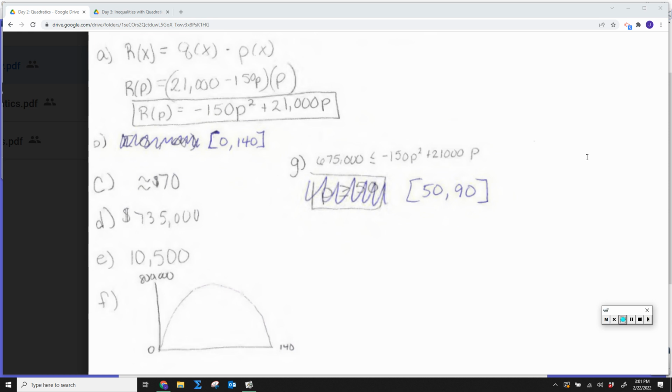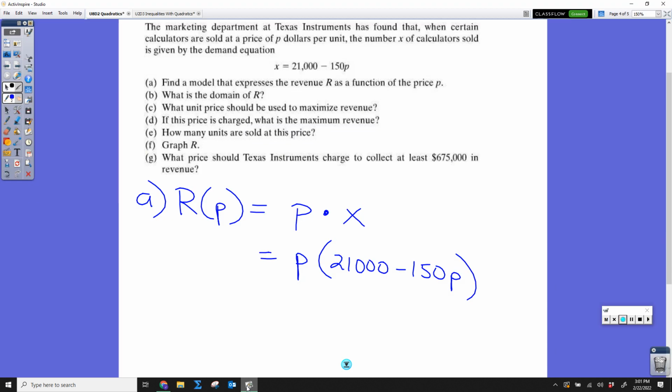How'd you get to 735? Because I walked around, I saw that. Plug the 70 in. All right, 10,500. Well, first of all, yes. You could take those and just divide, or you could take that price you're charging, the 70, and plug it into this equation, right? Because it said, how many units you sold at this price? So plug in 70 for the p: 21,000 minus 150 times 70. Because X represents the number of calculators sold, and this is the demand equation. The demand is dictated upon the price that we're charging.